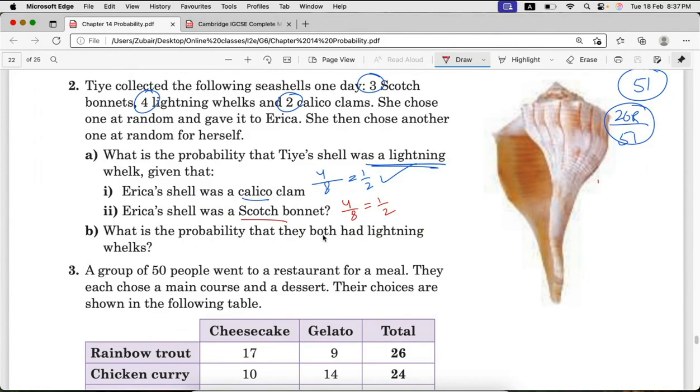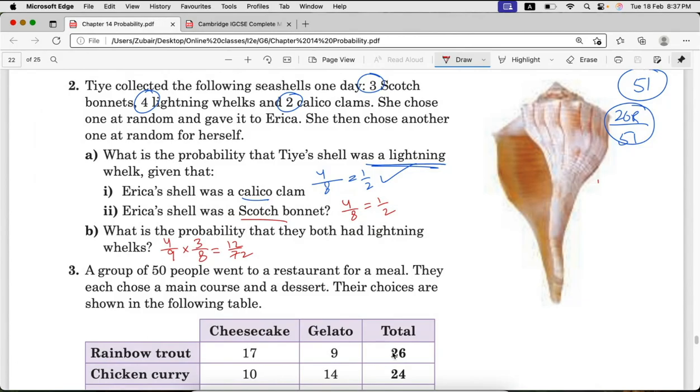What is the probability that they both had lightning? Both had lightning is 4 by 9 times 3 by 8. If the first one has lightning, the probability was 4 out of 9, and then we select lightning again, which is 3 out of 8, so 12 out of 72.